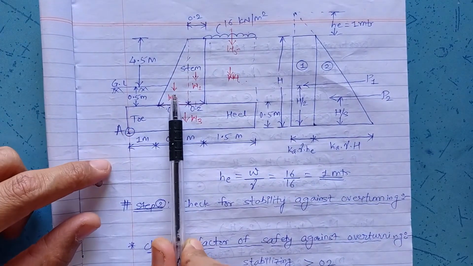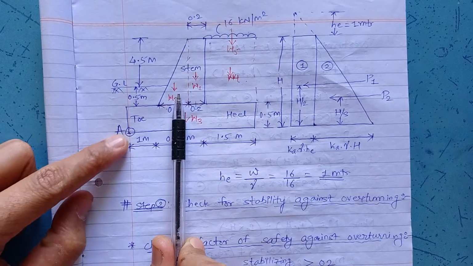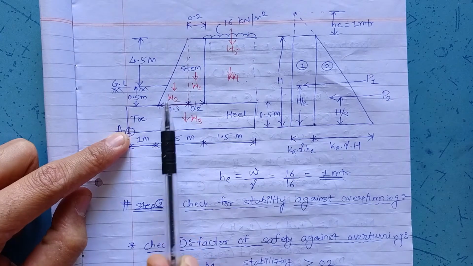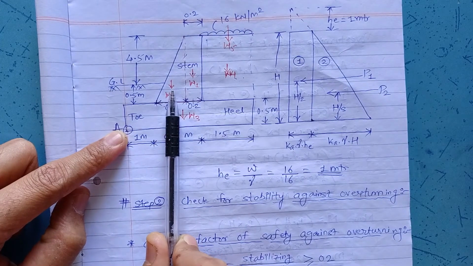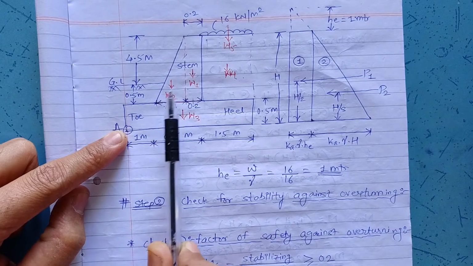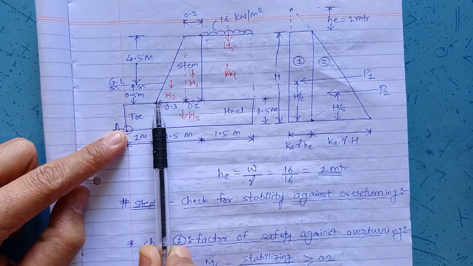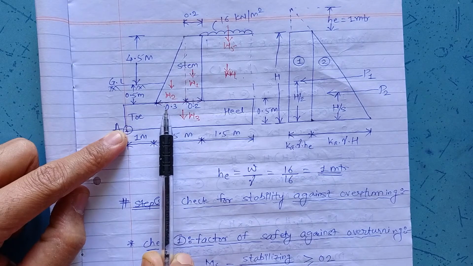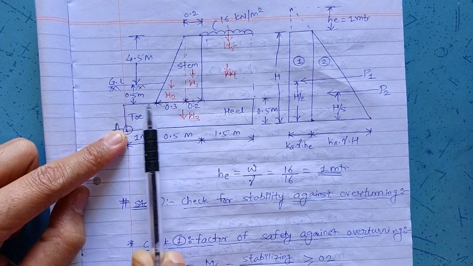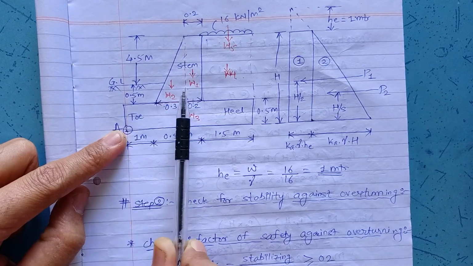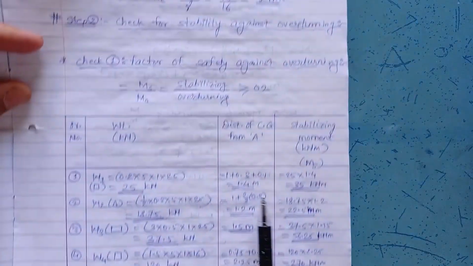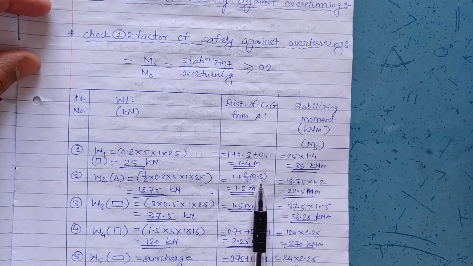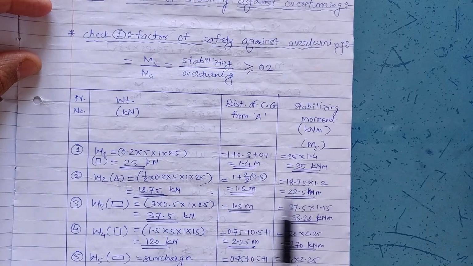Now here we are supposed to calculate this W2 CG from point A. This W2 will be acting at 2 by 3 from this apex point. Please keep in mind, the CG of this W2 will be acting at 2 by 3 from the apex. Hence 2 by 3 into 0.3, plus this 1 meter. Hence we will get the CG of this W2 with respect to the toe, that is point A. Hence 1 plus 2 by 3 into 0.3, that is 1.2, and multiplying this force into the lever arm we will get the moment.